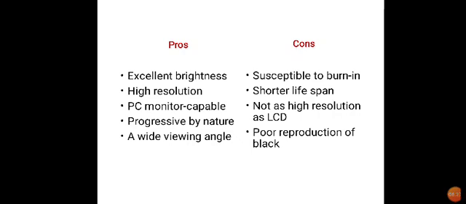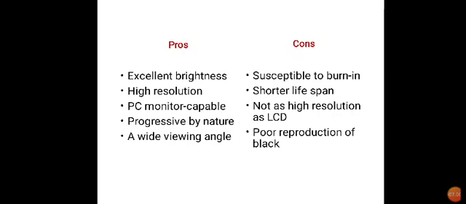Now comes the cons or the disadvantages. The first drawback of plasma display is that it is susceptible to burn-in. As we know, this system uses a phosphorus screen to display video, so it can fall victim to phosphorus burn-in. If we are using plasma displays for a very long period of time, the phosphorus present at the back of the plasma cells can cause a burn-in problem. Because of that, plasma displays have a shorter lifespan.